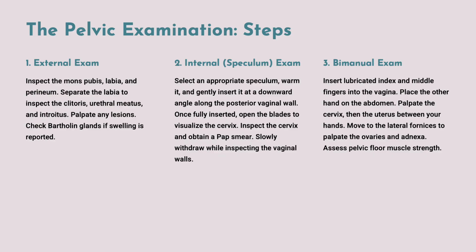You do this in order to push the cervix downwards, and you palpate the cervix and then the uterus in between your hands. From there, you move to the lateral fornices to palpate the ovaries and the adnexa. At this point as well, you also need to assess the muscle strength of the pelvic floor.